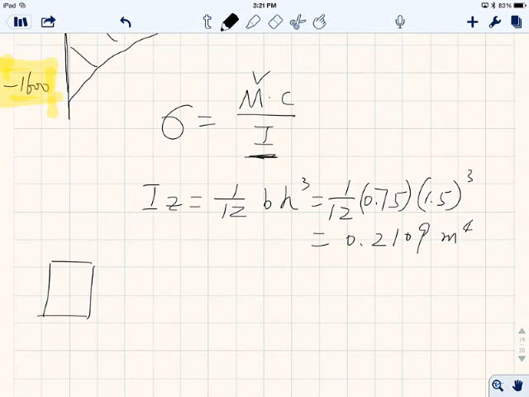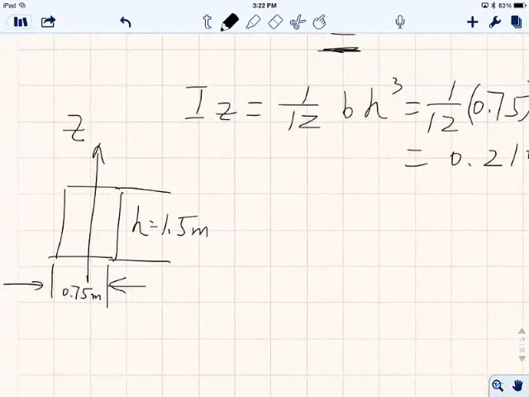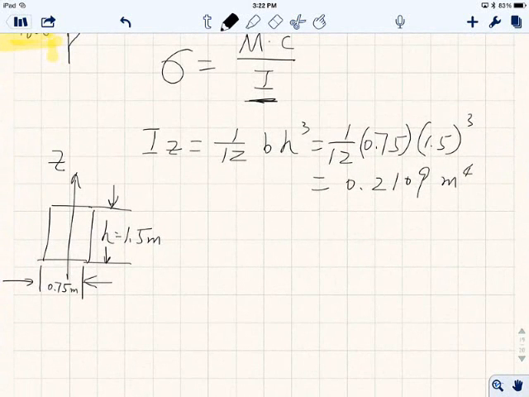Okay, because if you look at a cross section of the beam, this is our z-axis, the height over here is 1.5, and the base is 0.75. Now, the way you calculate Iz, I mean all the area moment of inertia, is always 1/12 base times height cubed. So that tells you height plays a more important role, right? That's very easy to understand physically, actually.